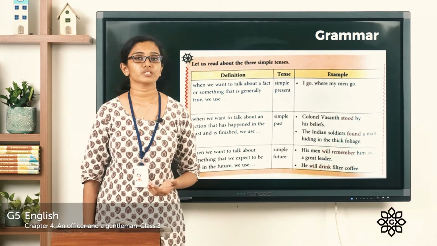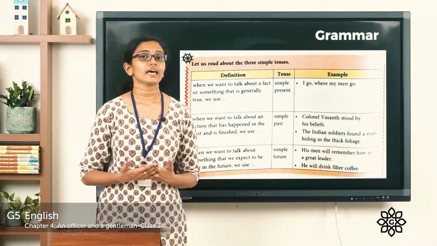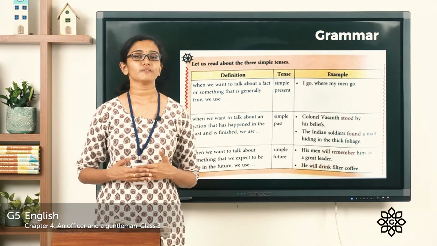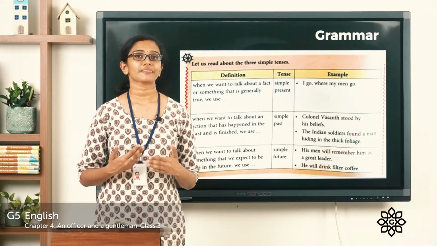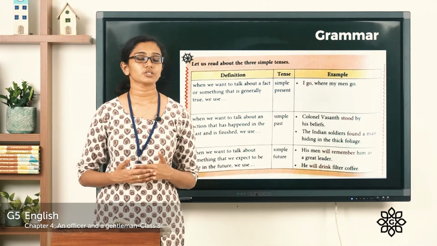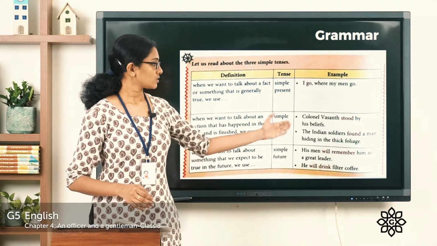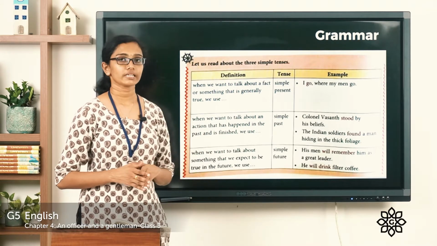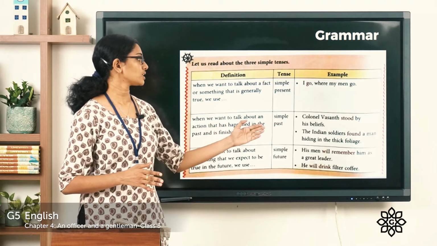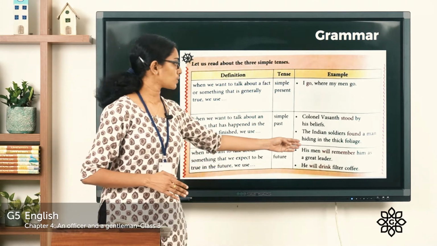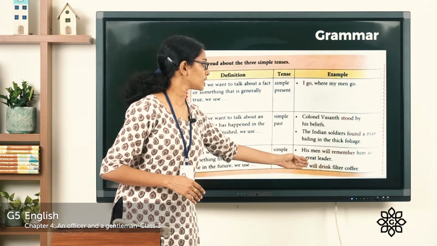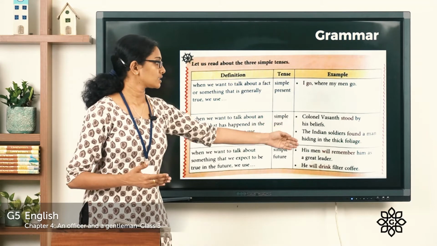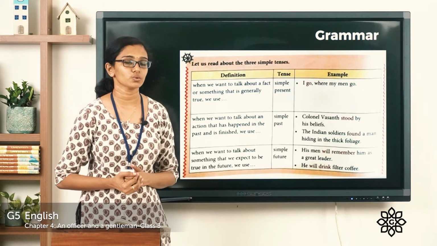Now, the simple future tense is used to show an action that will happen in the future, that we expect it to happen. Simple future tense is used to refer to an action that will happen in the future. We expect it to become true in the future. Look at these examples here. His men will remember him as a great leader. He will drink filter coffee. You see these words will remember and will drink. This word will here shows that we expect the mentioned action to happen in the future.